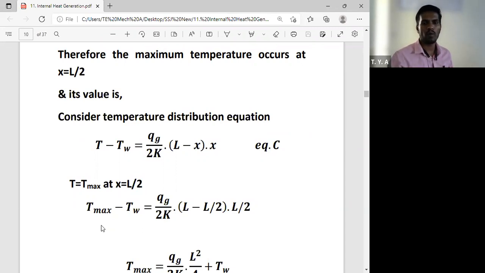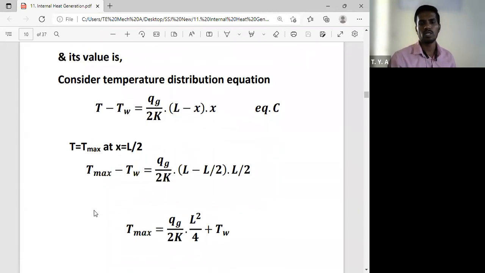So write down in that form, T is equal to T max at X is equal to L by 2. We have to put that value of X into this equation C. Instead of T, T becomes T maximum. So T max minus TW is equal to Qg by 2K into bracket L minus L by 2, into L by 2. Simplify this equation, and we get the equation for the maximum temperature.